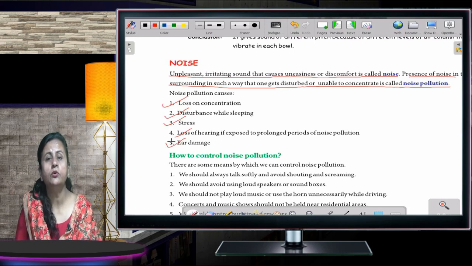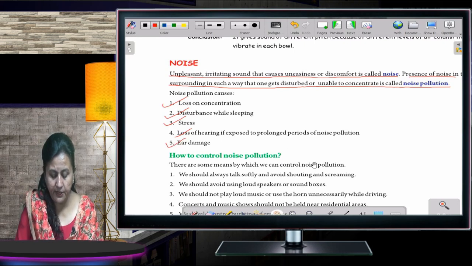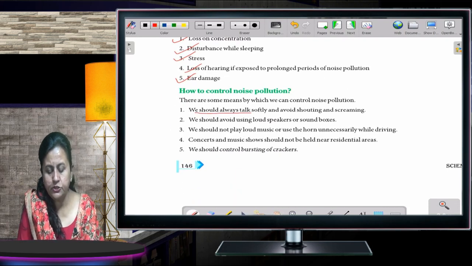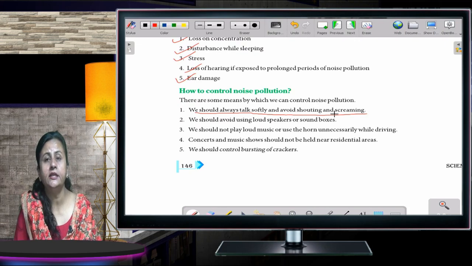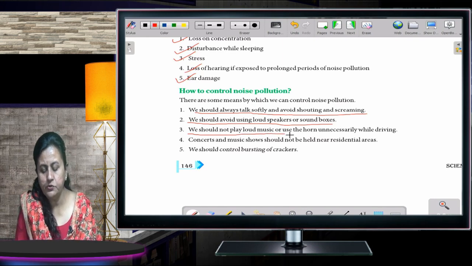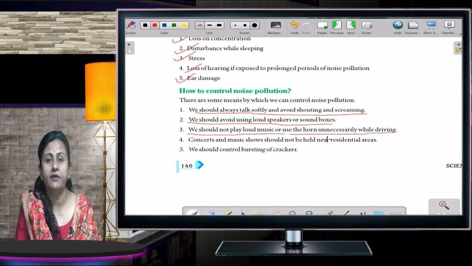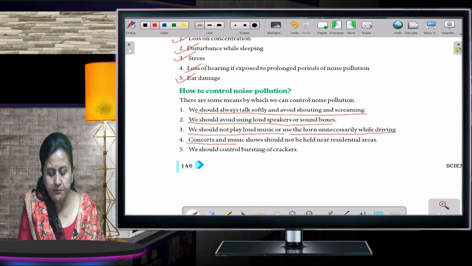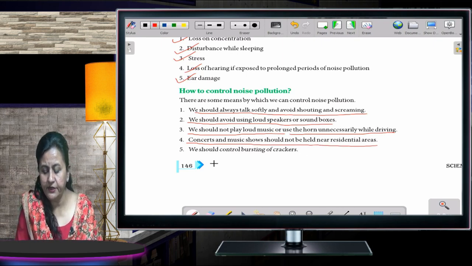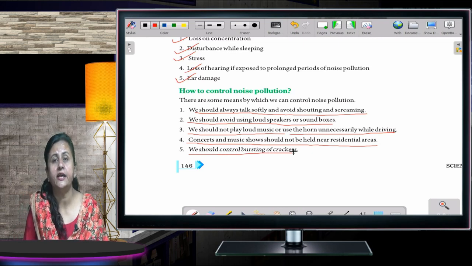Now, how to control noise pollution? We should always talk softly and avoid shouting and screaming. We should avoid using loudspeakers or sound boxes. We should not play loud music or use a horn unnecessarily while driving. Concerts and music shows should not be held near residential areas. We should control the bursting of crackers, especially at the time of Diwali.